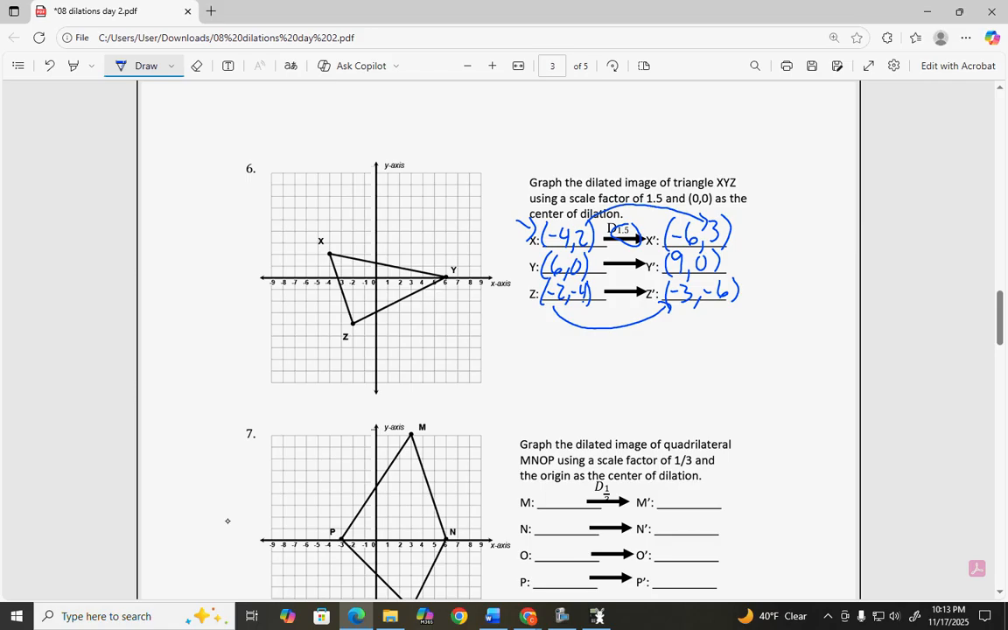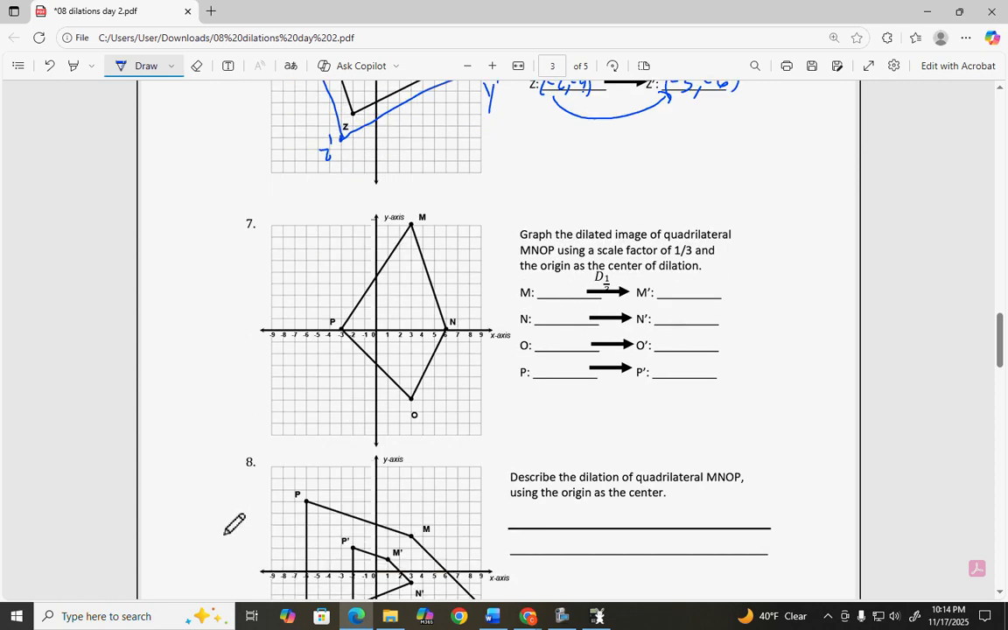And now I'm going to plot these points. -6, 3. 9, 0. And -3, -6. There we go. Still similar. Same shape, different size. Let's finally do one that gets smaller.